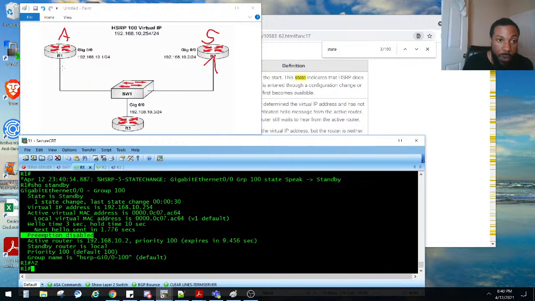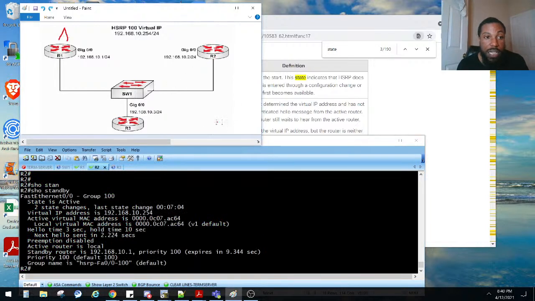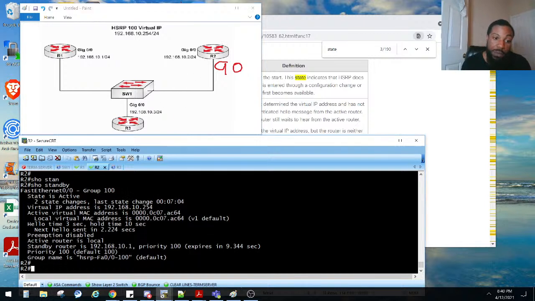I'll show y'all. Router 1. He's already 100. So I ain't got to change that. Let's go to router 2. They said they wanted us to change that guy to 200. I'm sorry, to 90. Right? So they want us to create a lower priority on this guy right here and make him the standby router, right? So let's try that real quick and see what happens.